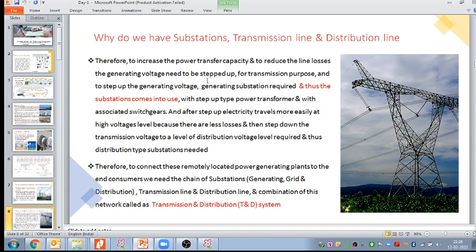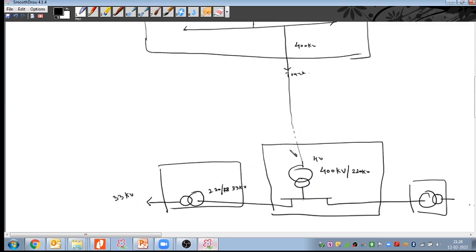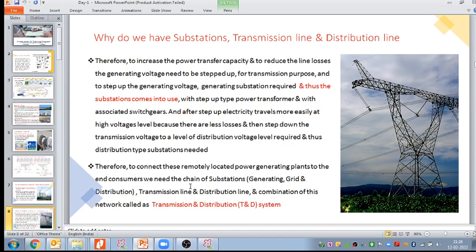So therefore, to connect these remotely located power generating plants to the end consumers, we need the chain of substations: generating substations, grid substations, and distribution substations, plus the transmission line, as we can see here, and the distribution line. The combination of this network is called the transmission and distribution system, or the T&D system. And this is one of the business segments in the electrical system, the T&D sector.